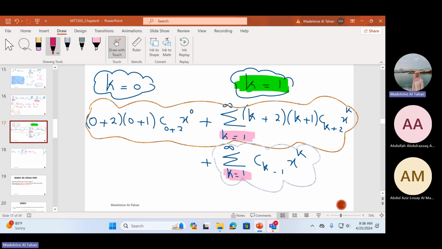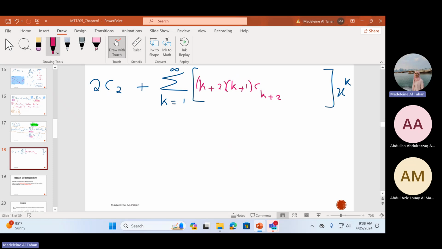And in the second one, what's the coefficient, what do we have before x^k? It's c_{k-1}. So what should we write? Plus c_{k-1}, and this will be our final. Is it clear?